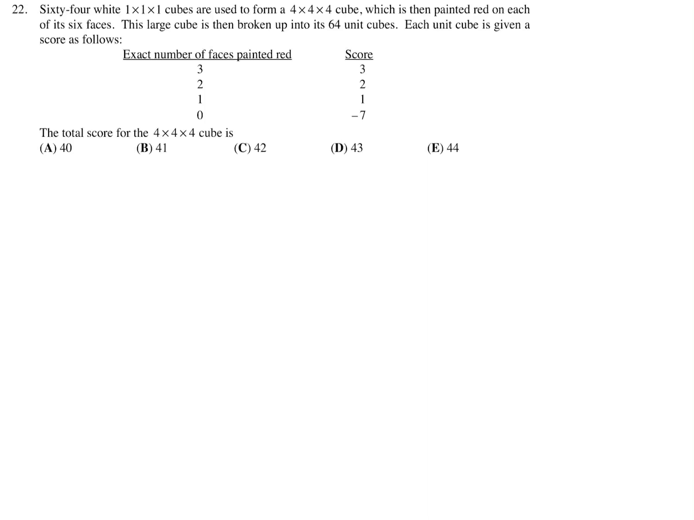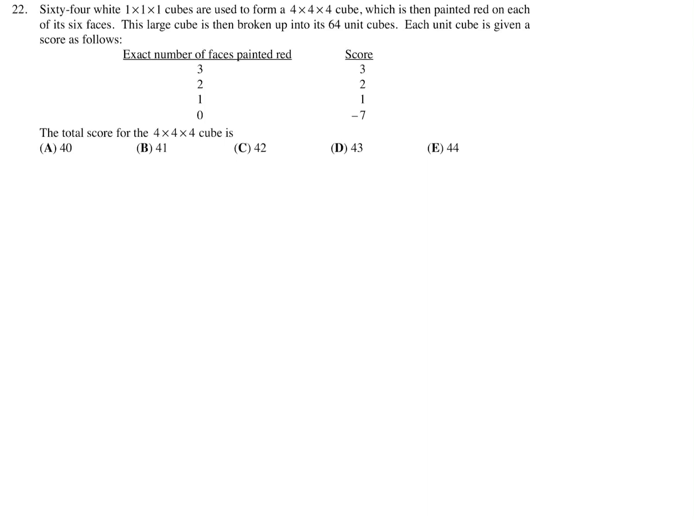64 white 1 by 1 by 1 cubes are used to form a 4 by 4 by 4 cube, which is then painted red on each of its 6 faces. This large cube is then broken up into its 64 unit cubes. Each unit cube is given a score as follows. Exact number of faces painted red, 3 gets a score of 3, 2 gets a score of 2, 1 gets a score of 1, and 0 gets a negative 7 score. The total score for the 4 by 4 by 4 cube is.